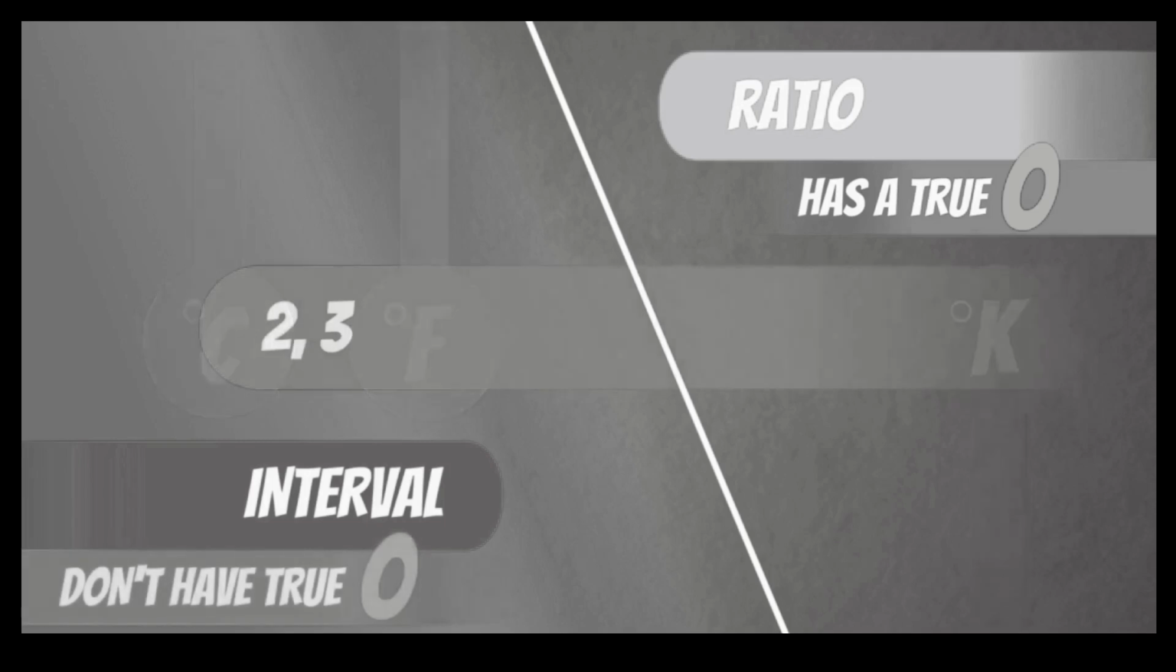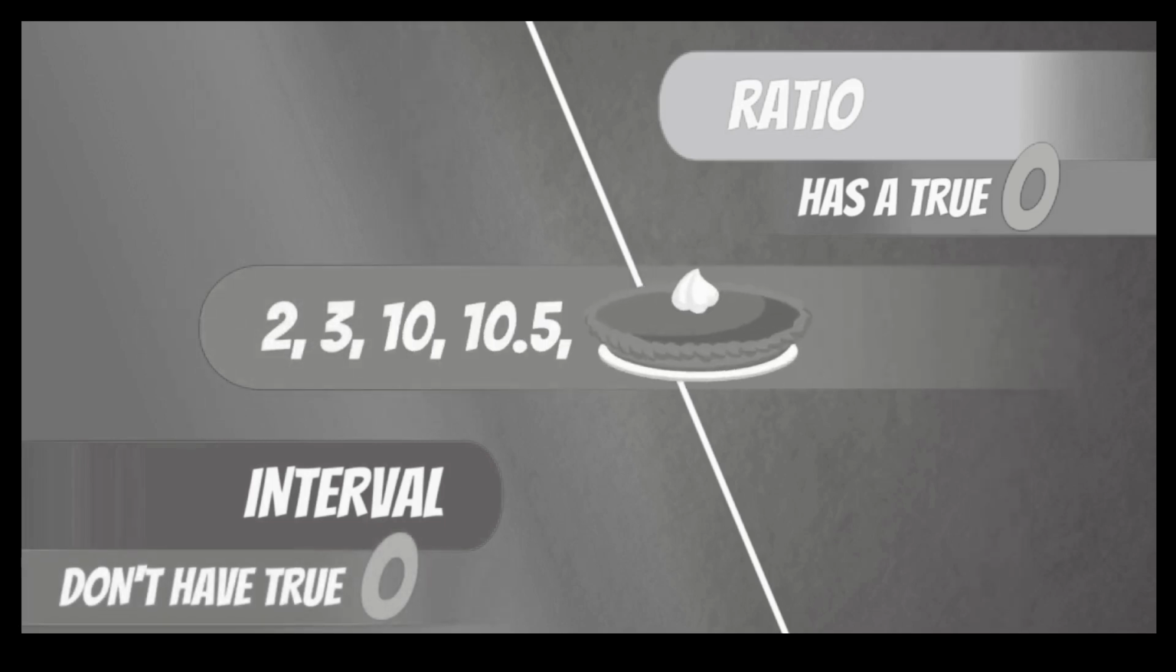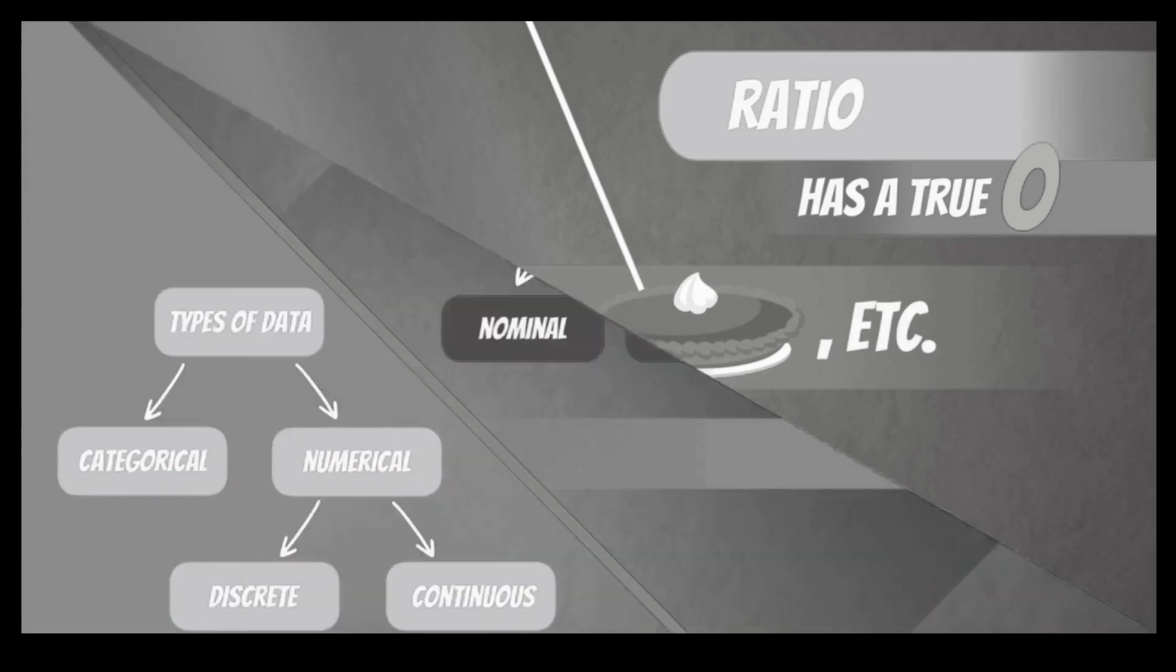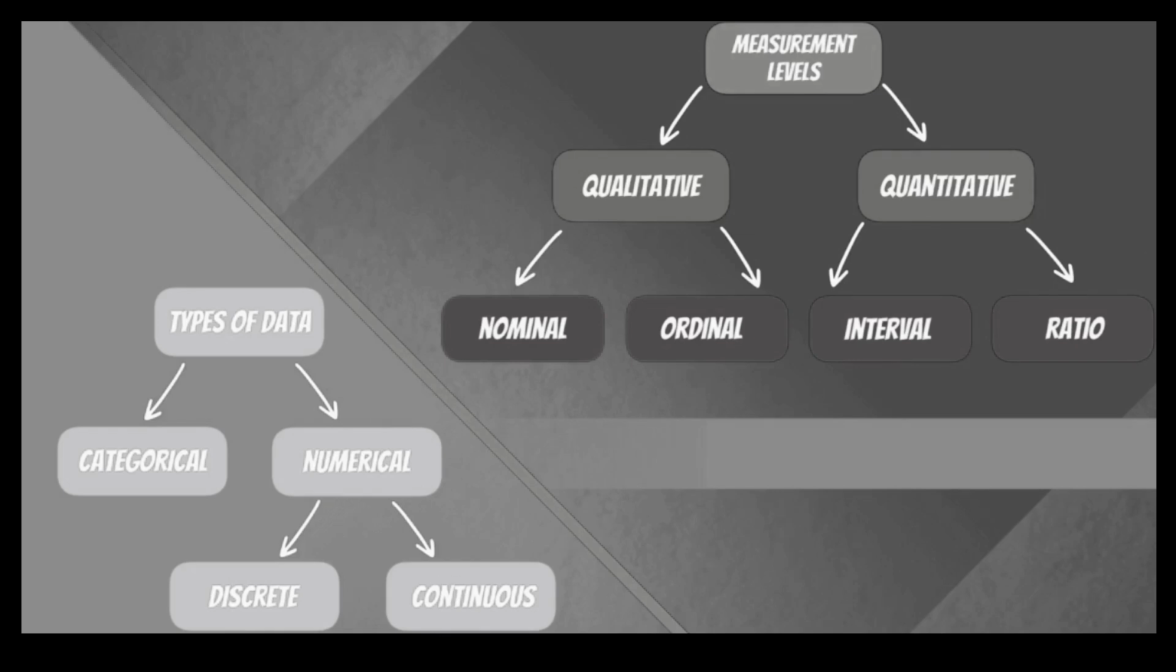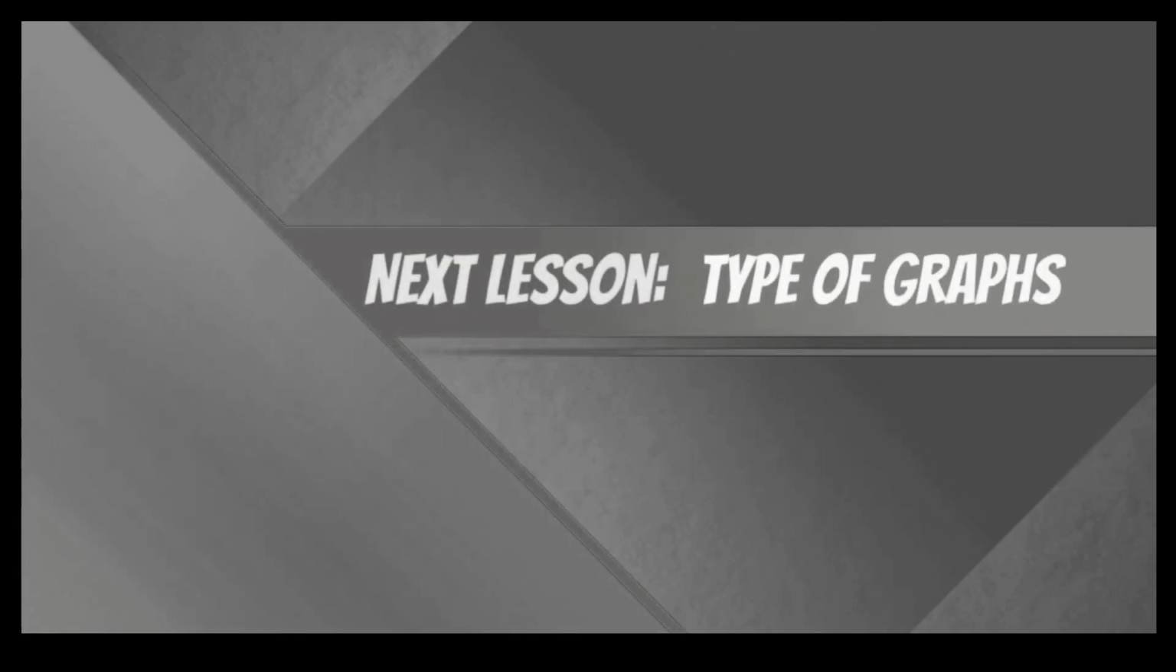Finally, numbers like 2, 3, 10, 10.5, pi, etc. can be both interval or ratio, but you have to be careful with the context you are operating in. Alright, we've quickly gone through the types of data and the measurement levels. Stick around to see the types of graphs that are used on a daily basis.